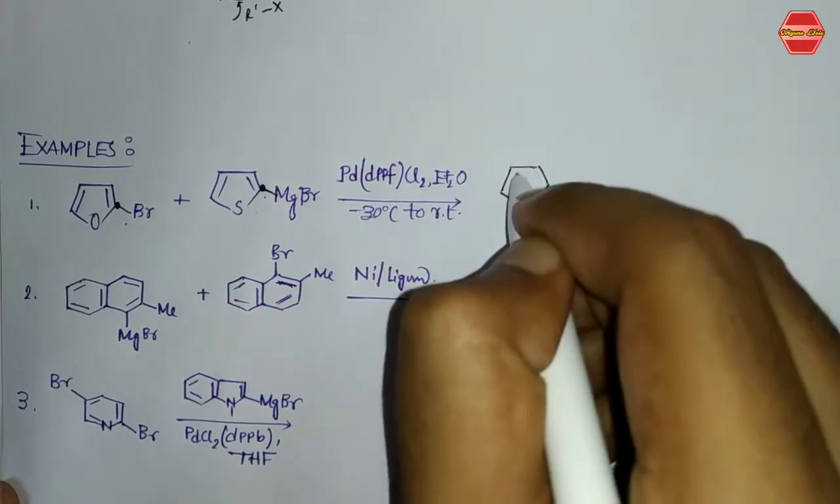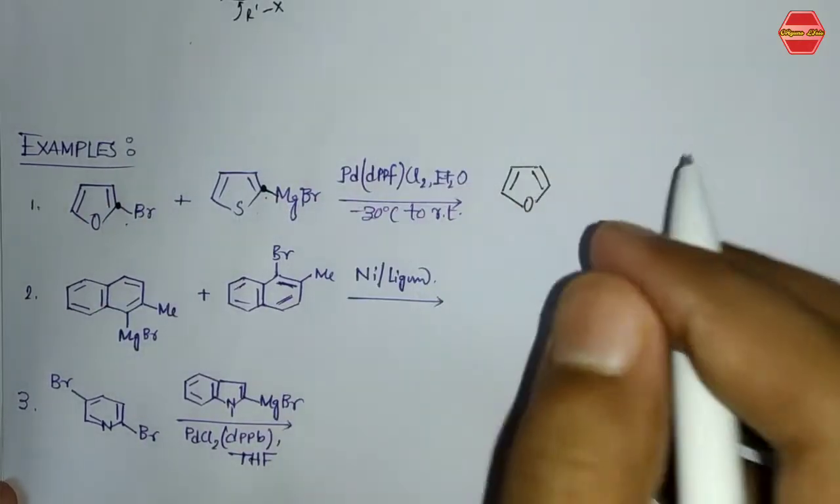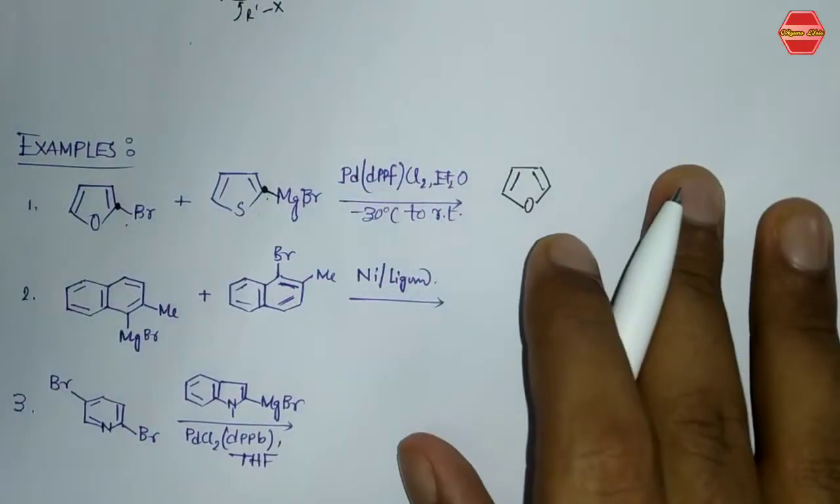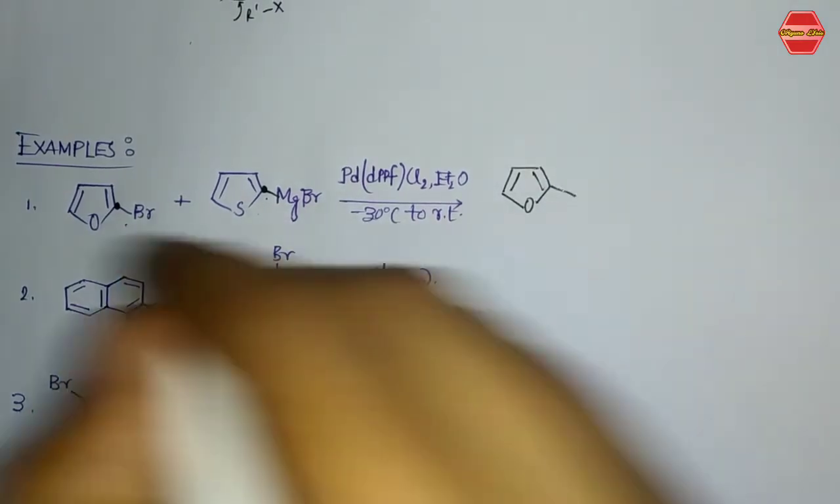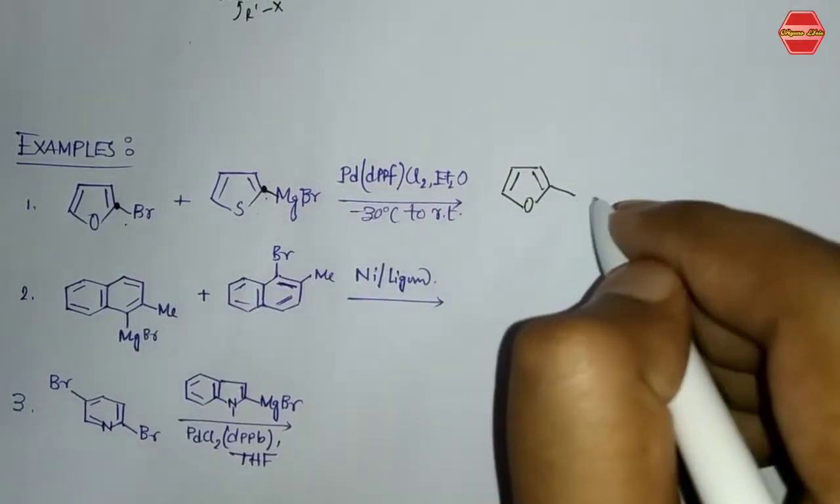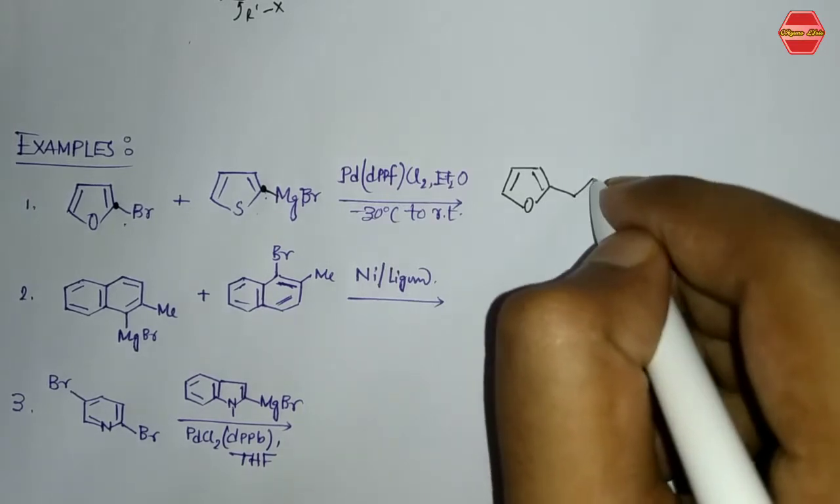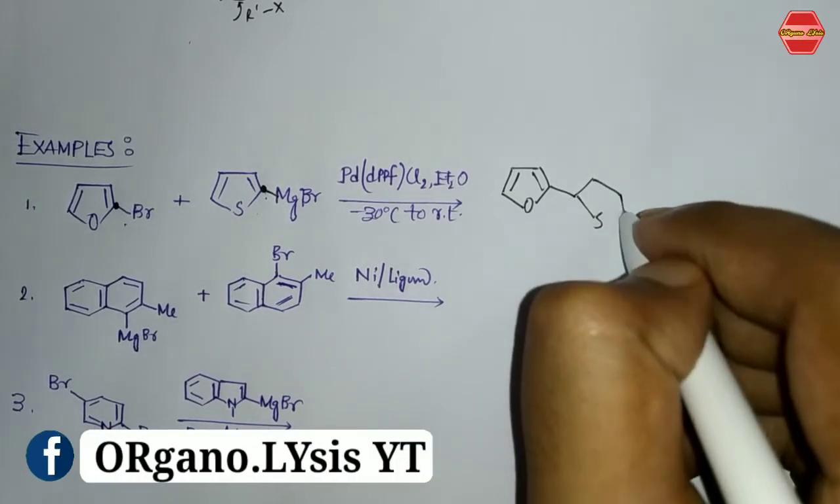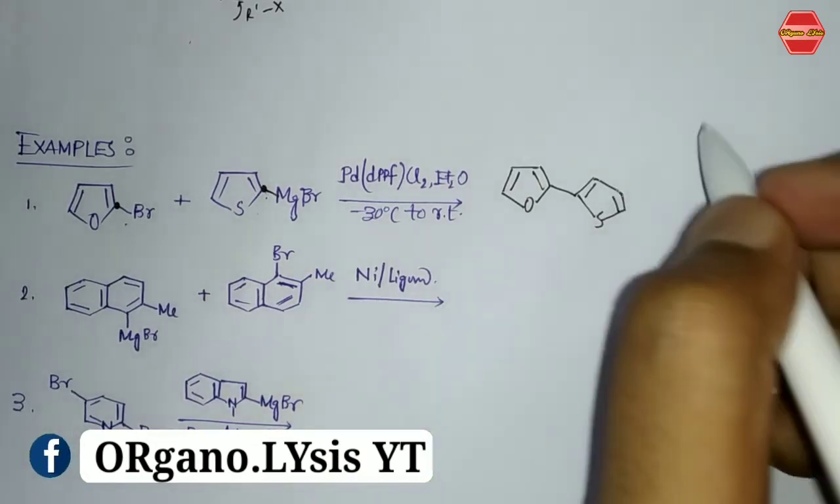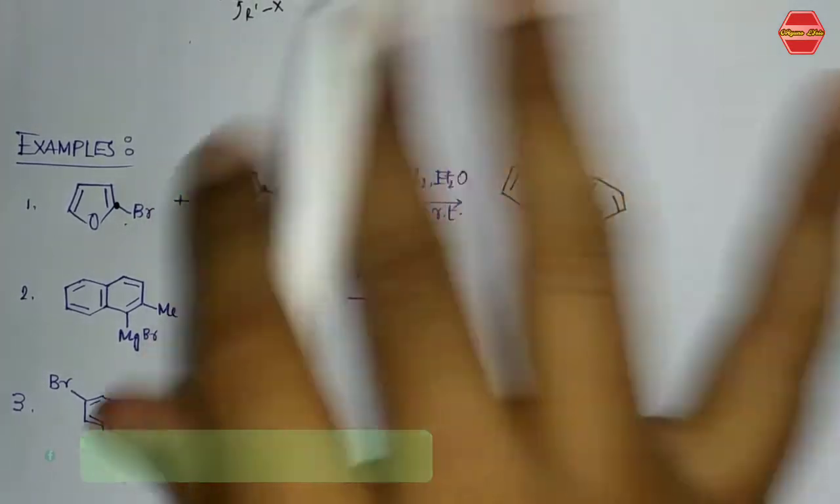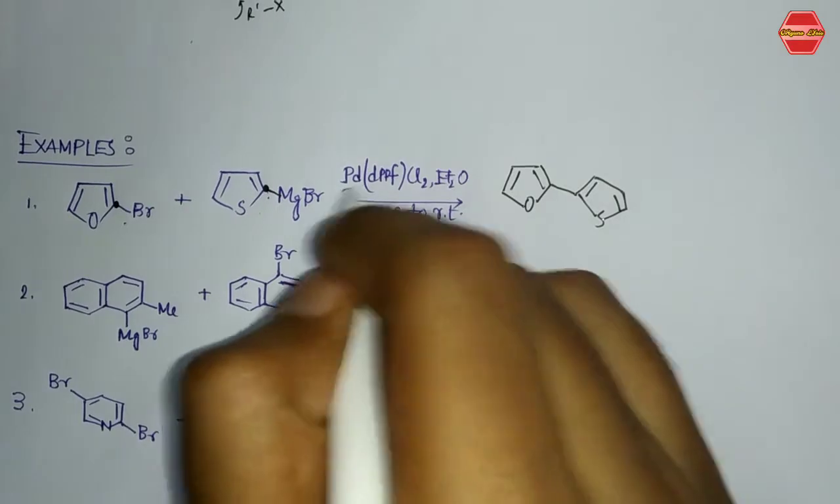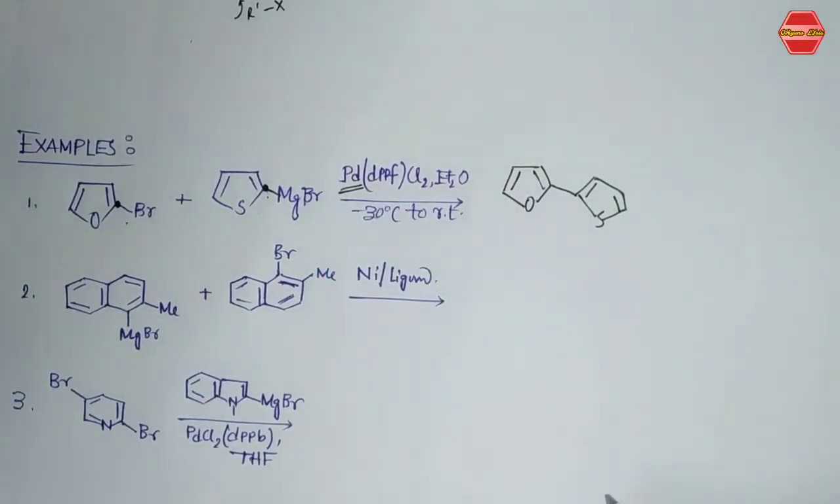So what will be the major product? I'm not going to discuss the overall mechanism because I already discussed that. So this bond is now attached with this one. So finally from this reaction we can get this one, right? So this is about the mechanism of this reaction. So we are using this palladium 0 catalyst, right?